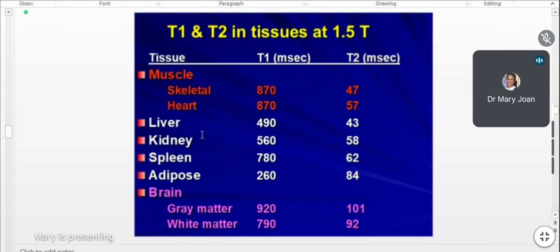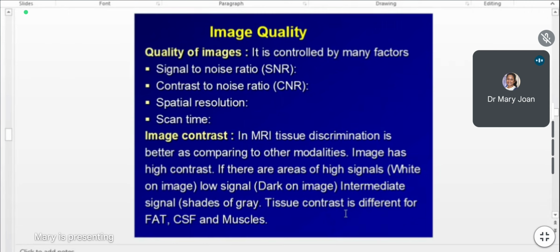Kidneys, T1 is 560 and T2 is 58. Spleen, 780 and T2 is 62. And adipose tissue, T1 is 260 and T2 is 84. And brain grey matter, T1 is 920 milliseconds and T2 is 101 milliseconds. And white matter, T1 is 790 and T2 is 92. So this is what enables us to distinguish between two different things. The contrast, what we say in X-ray imaging, this is what gives us the contrast in MRI imaging.